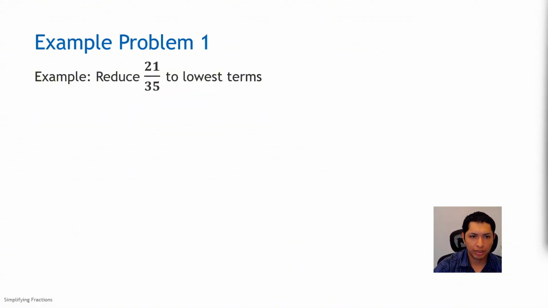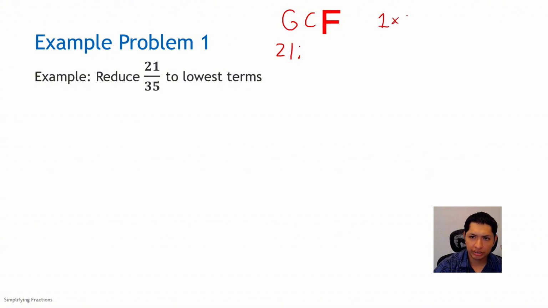Let's look at an example problem. Here we are asked to reduce 21 over 35 to lowest terms, and our goal is to find the greatest common factor. So we look at the factors of 21. And what are factors? Again, they are numbers that when multiplied together give you that number. So 1 times 21 is 21, and every number always has 1 in itself as a factor, so those are always ones that you can count on to be there.